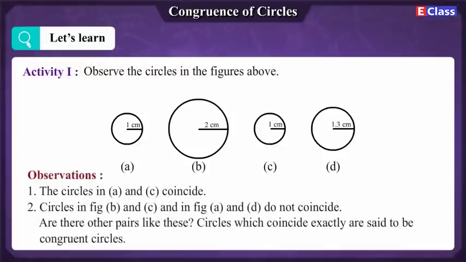Observations. 1. The circles in A and C coincide. 2. Circles in figure B and C and in figure A and D do not coincide. Are there other pairs like these? Circles which coincide exactly are said to be congruent circles.